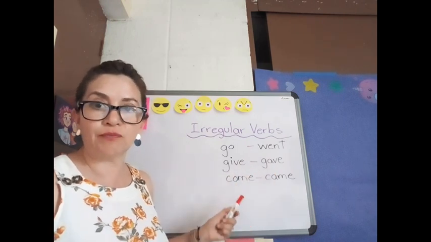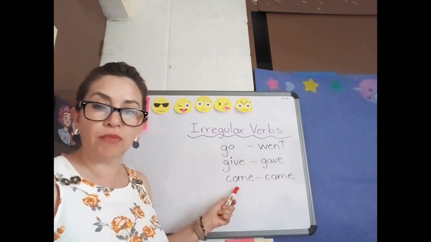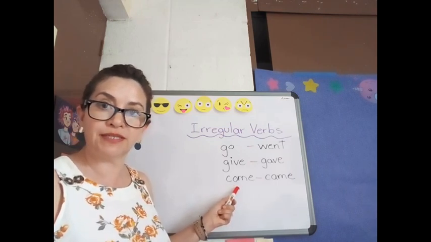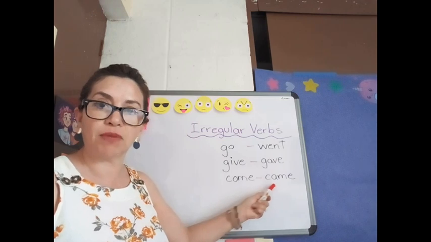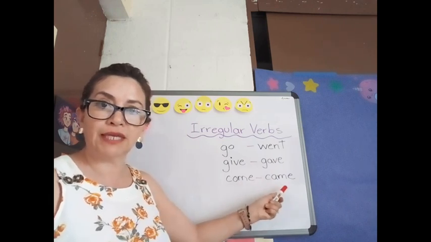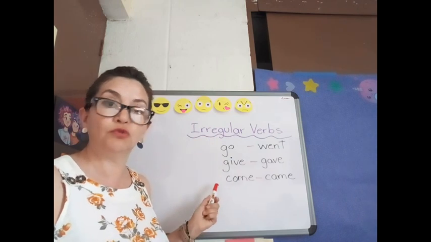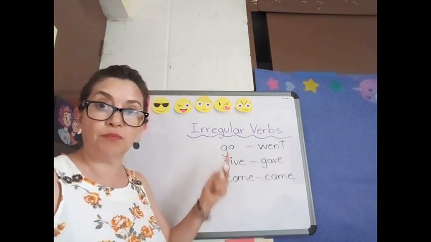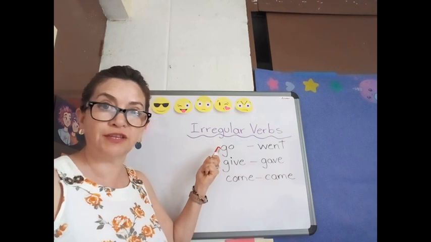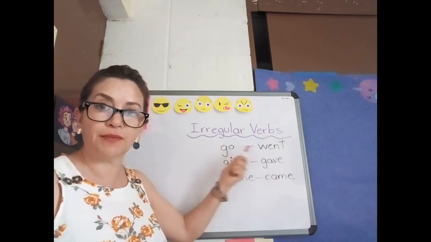And the last example is the verb come. Come in the present tense, the past tense is came. Come, came. These two verbs, give and come, do not change very much, but the verb go is a totally different word in the past tense.